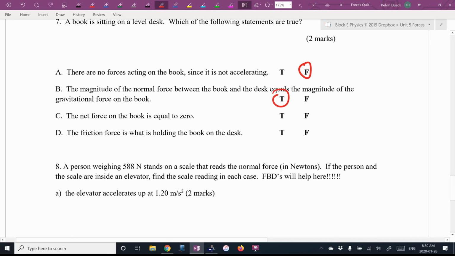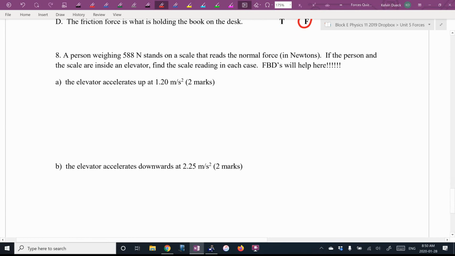The net force on the book is equal to 0. Is it accelerating? Then the net force is equal to 0. True. Friction is what's holding the book on the desk. I don't think so, because I think your desk could be made of ice, and as long as it was level, it would still stay there. So number 7 is false, false. Number 8. This is a job for a free body diagram.